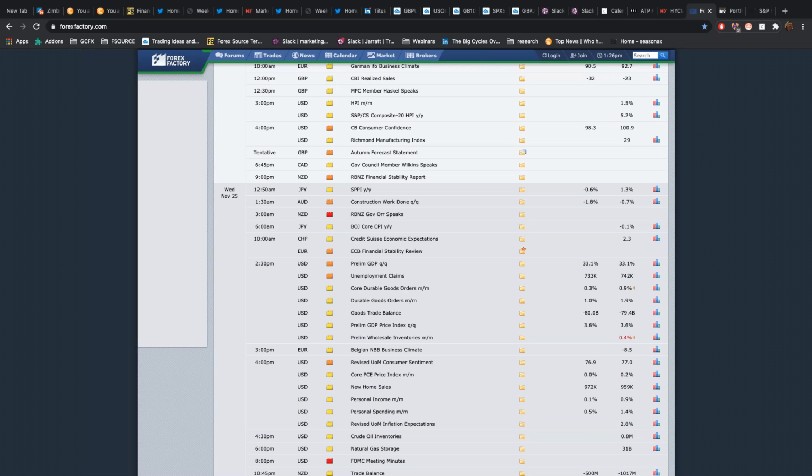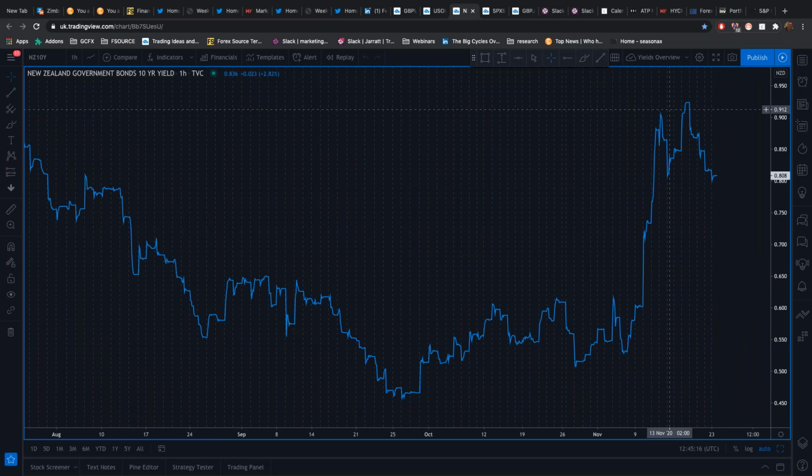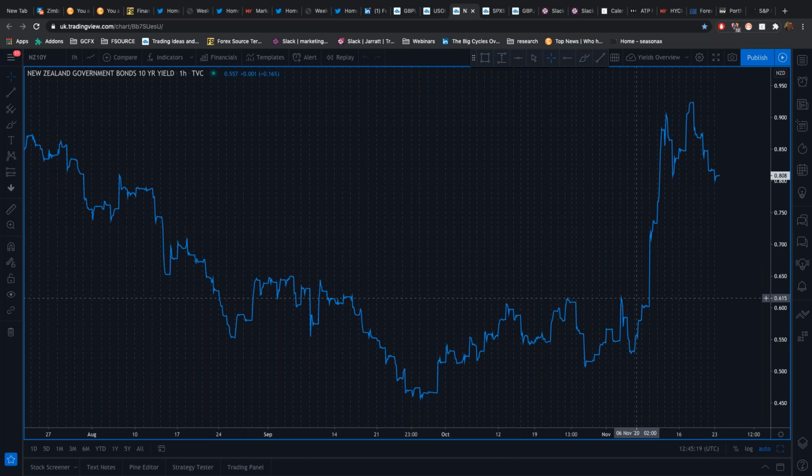Look at Governor Orr speaking. That's going to be interesting. Remember, the RBNZ recently changed market expectations at the last RBNZ rate meeting. If you look at the bond market, you can see the reaction. New Zealand government bonds, you can see them moving higher. Now, when these bond yields move higher, that strengthens the currency. General rule of thumb: stronger yield, stronger currency. So the New Zealand bond yield has moved higher because Governor Orr has said that he's expecting 100 fewer basis points of easing coming up.